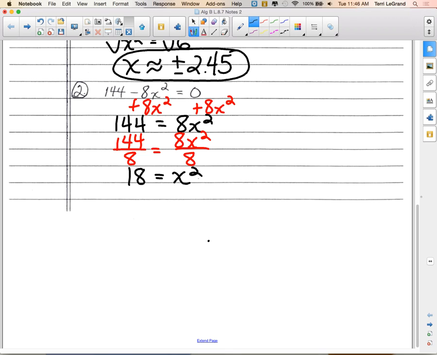No. So we're at the point now where I already know I've got to take the square root of both sides here. The square root of 18 equal to the square root of x squared. 18 is not a perfect square, so I already know I'm going to be using the approximately equal to symbol, showing that I had to round.